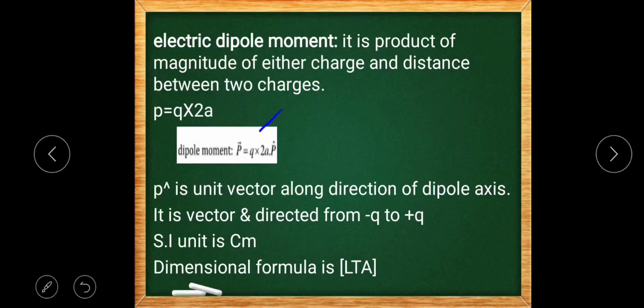The electric dipole moment is a vector. It is directed from minus q to plus q. Next, the SI unit of electric dipole moment is coulomb meter. Charge is measured in coulomb, and the distance is measured in meter. Hence the unit is coulomb meter. And the dimension formula is L raised to 1, T raised to 1 and A raised to 1.